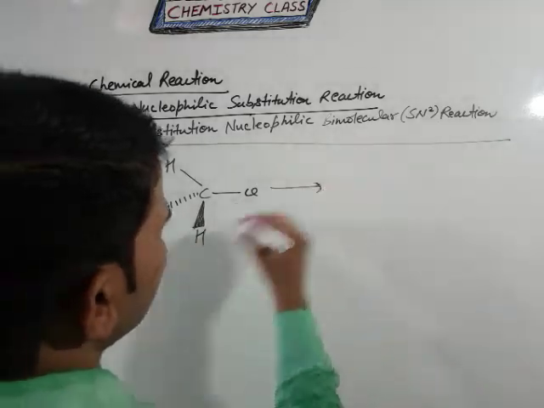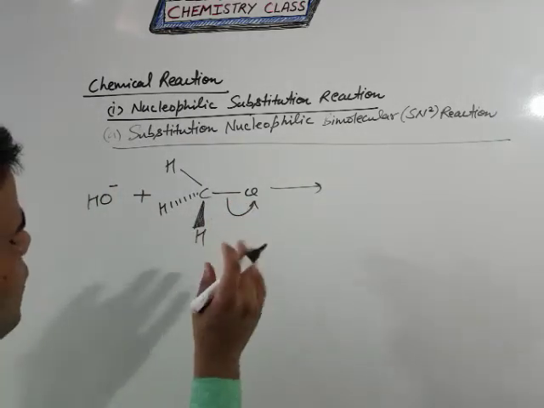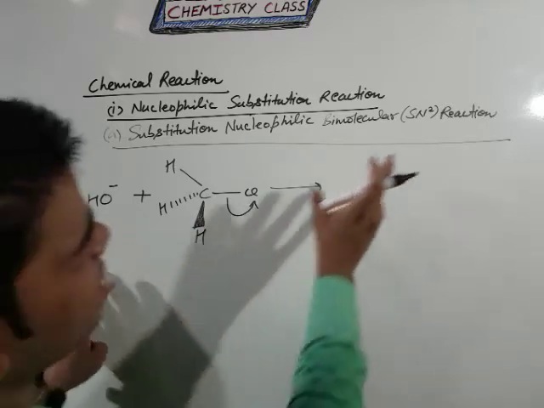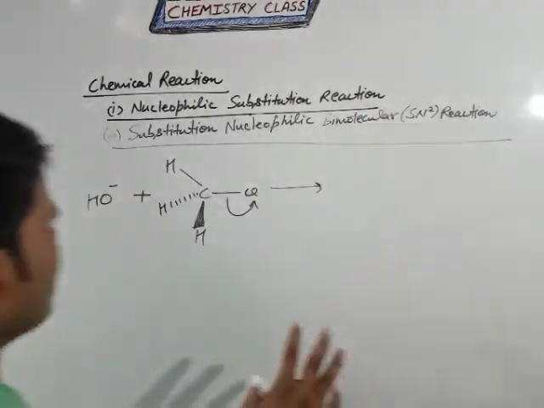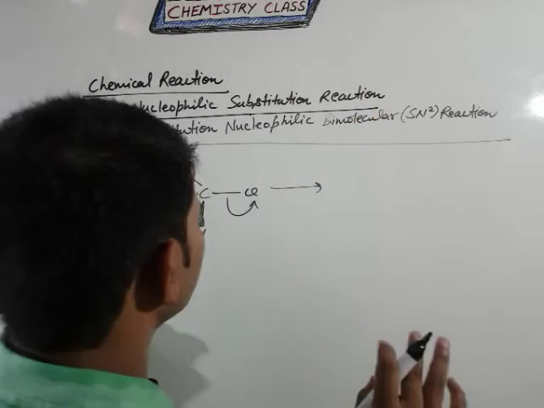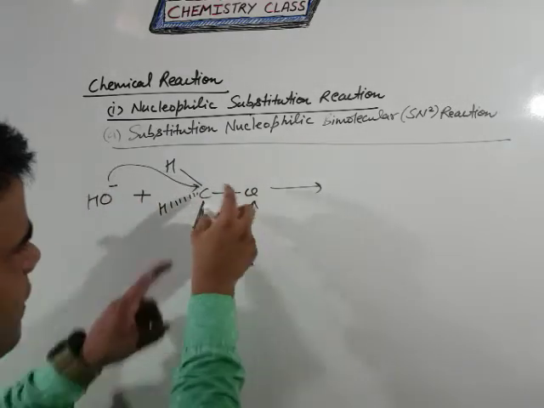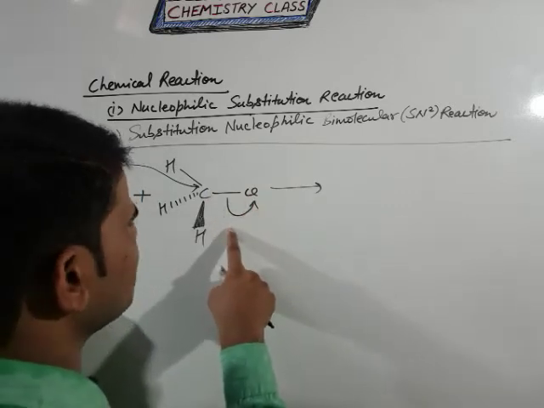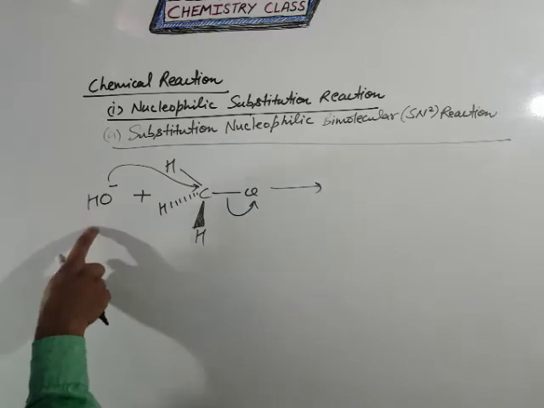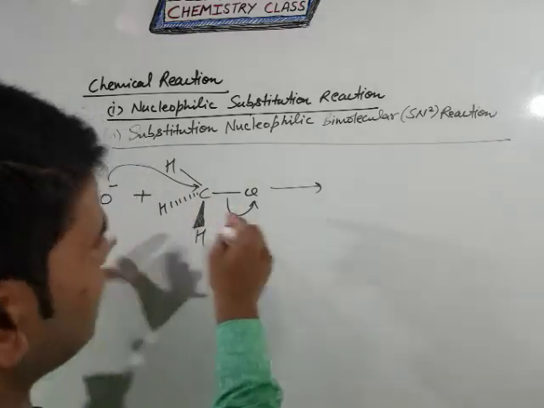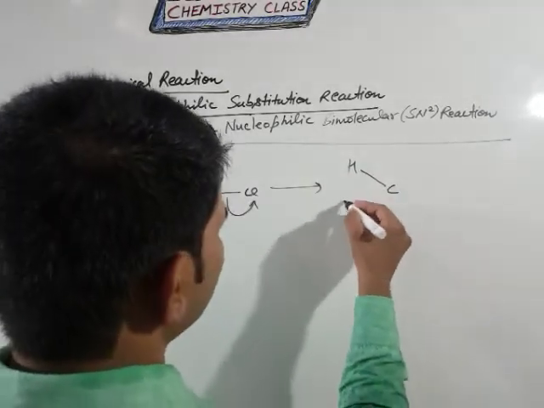Clear? In this case, if this Cl leaves the system, first of all, students, we represent a transition state in the bimolecular reaction. How to form the transition state is very important for the students. So this Cl leaves from the system and immediately OH negative, which is a strong nucleophile, attacks this carbon atom. So what is the transition state of this reaction?